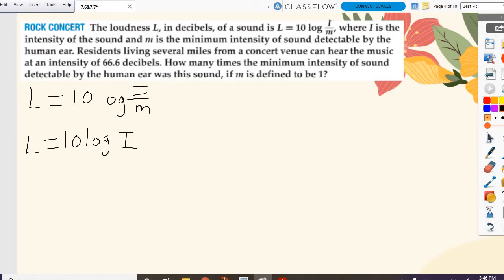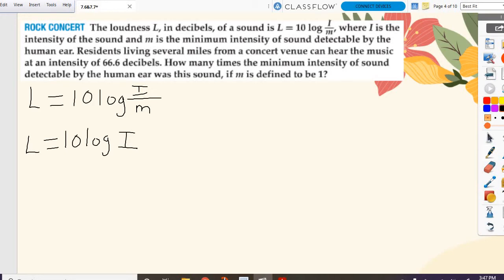And then it says how many times the minimum intensity of sound detectable by the human ear was this sound. And they define for us where I is the intensity of the sound. So I is what we're going to be solving for. But it is going to be a little bit tricky because notice that that I is inside of our logarithm, so we're going to have to use some of our logarithmic solving skills. Okay, but we still have an L, so we need to figure out where that goes.